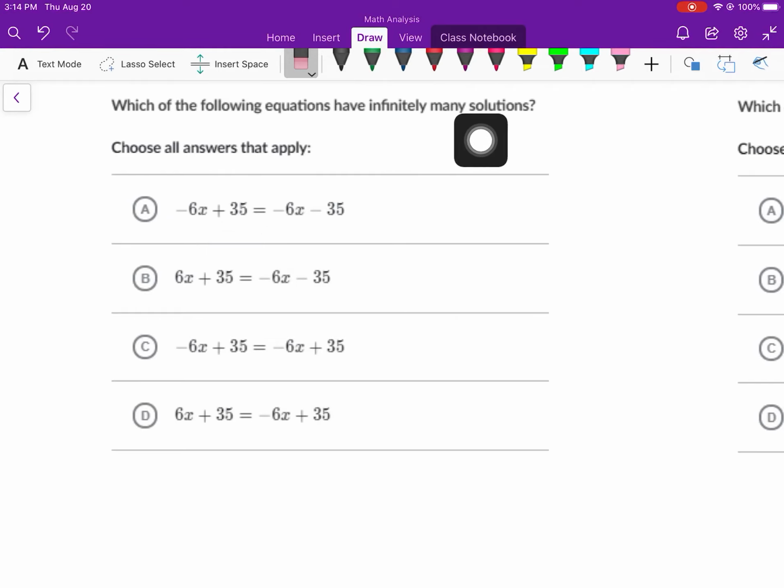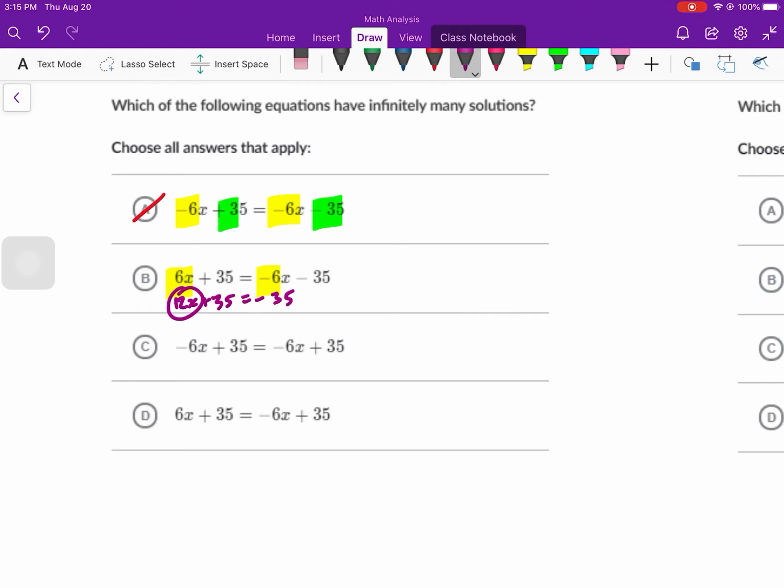So which of the following would have infinitely many solutions? You want it to be the same on both the left and the right. So negative 6x and negative 6x, they will cancel out, but plus 35 and negative 35 will not be the same, so this would be no solution. Right here, 6x and negative 6x, you would add the 6x to the other side, so they wouldn't cancel out. So you would have something like 12x plus 35 equals negative 35. You would end up with one answer because the x did not cancel out. So this one does not have infinitely many solutions.